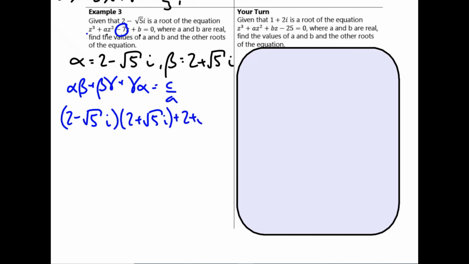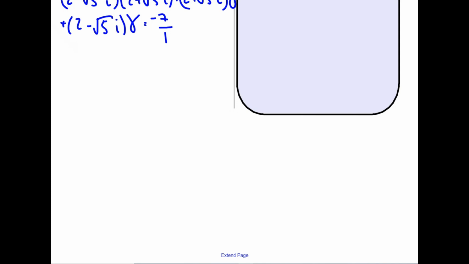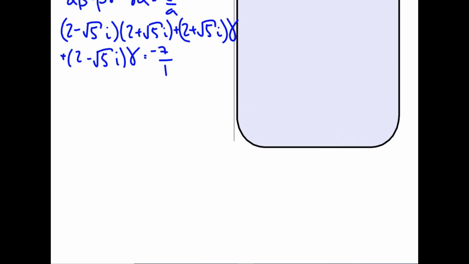Plus beta times gamma. Gamma is what we're trying to find. 2 minus root 5i gamma again. And that's equal to C over A. Well, C is minus 7, and A is 1. Let's expand this out and tidy it up a bit.